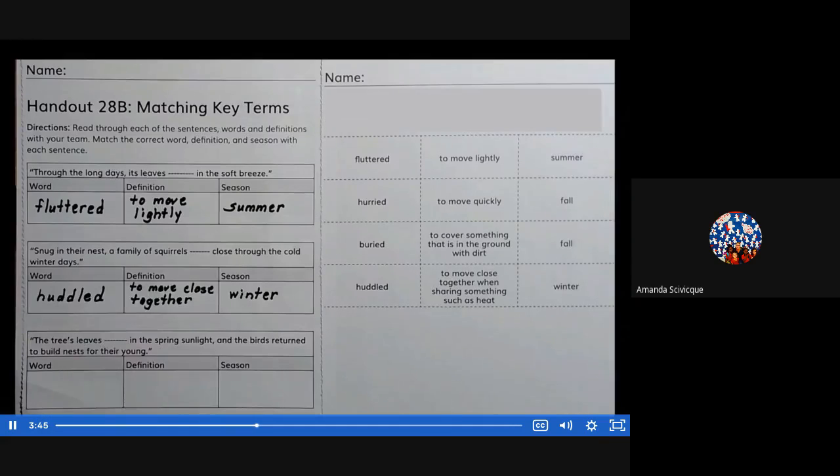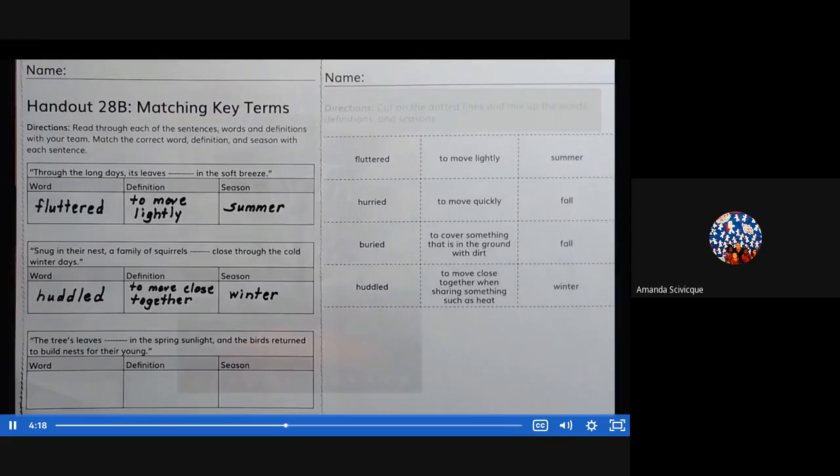Snug in their nest, a family of squirrels huddled close through the cold winter days. Huddled means that they moved close together. This happens in the winter season. Your teacher may ask you to complete the rest of the words, definitions, and seasons on your own, or you might be doing them with your class. Please check in with your teacher to find out more.